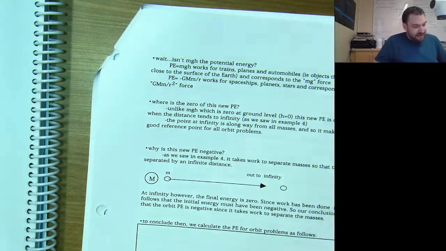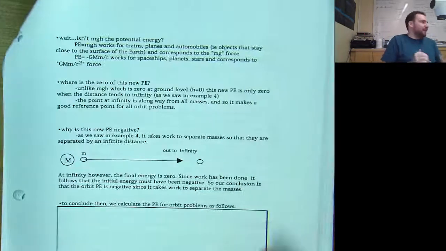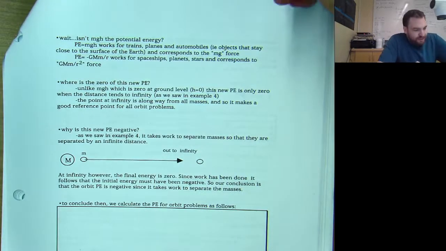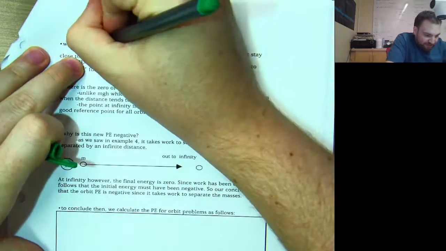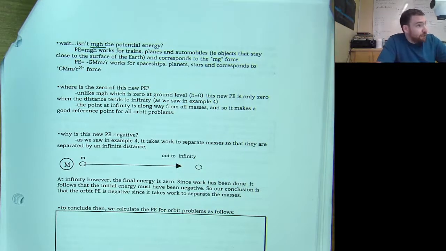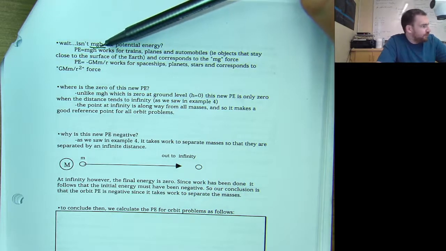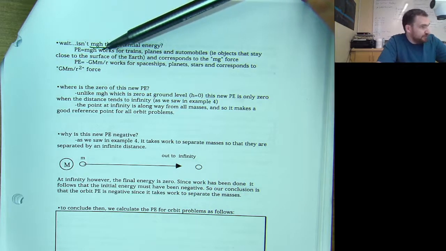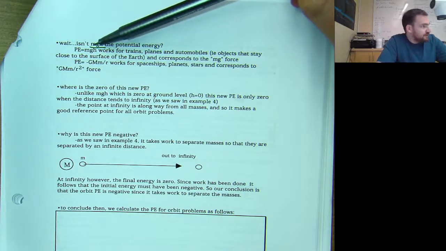So, here is a hand-wavy kind of argument. We said earlier that this mgh piece here was potential energy. That was true. It worked when? At or near the surface of Earth, because this little g was 9.8, and we were just able to use it times the height times the mass of our object.